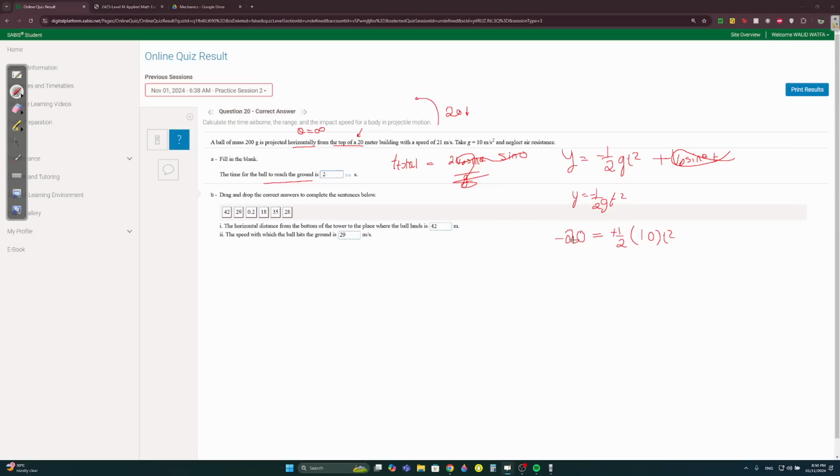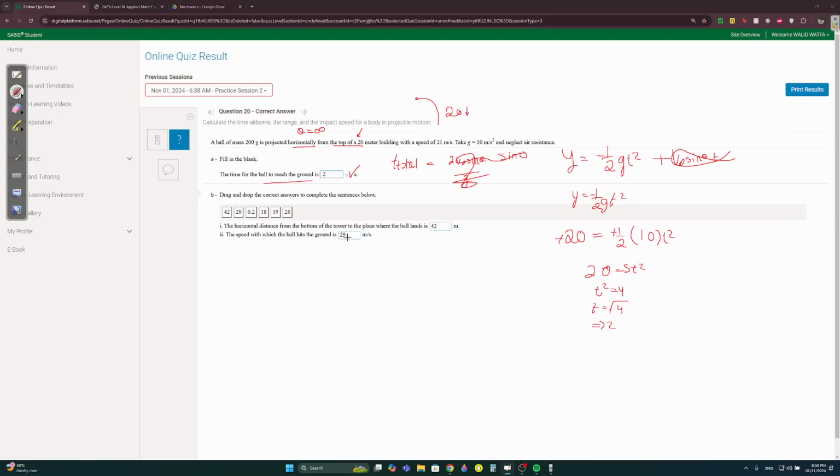And I'm going to make my life easier. I want to cancel these. Okay, so I'm going to get 20 is equal to 5t squared. Divide by 5, you're going to get t squared equals 4. So t is going to be equal to root 4, which is 2. Yeah, 2.